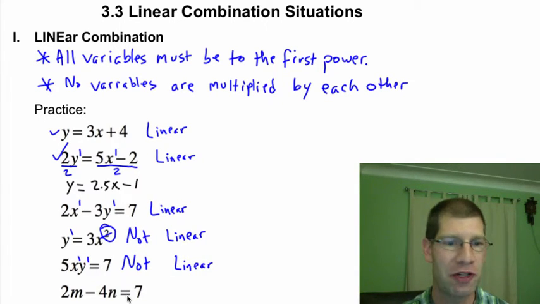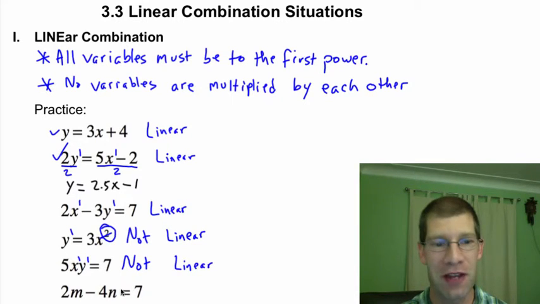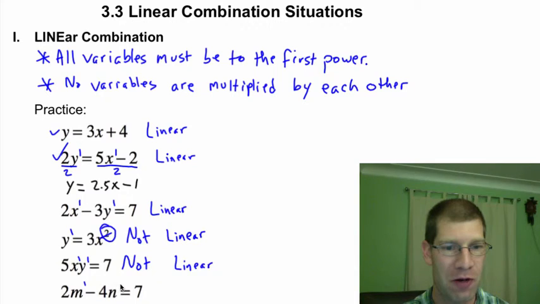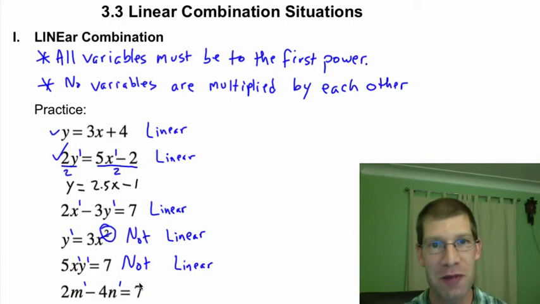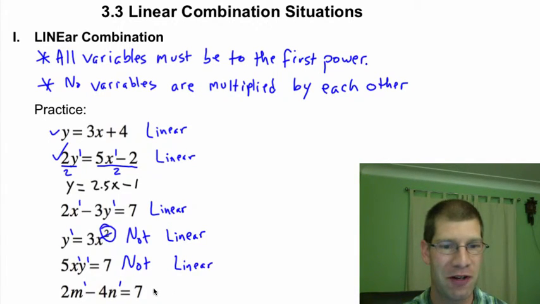And last example here, 2m minus 4n. I wanted to throw in variables other than x and y. But if you go back to our rules, both variables are to the first power. We don't have a variable times a variable, so this one is going to be linear as well.